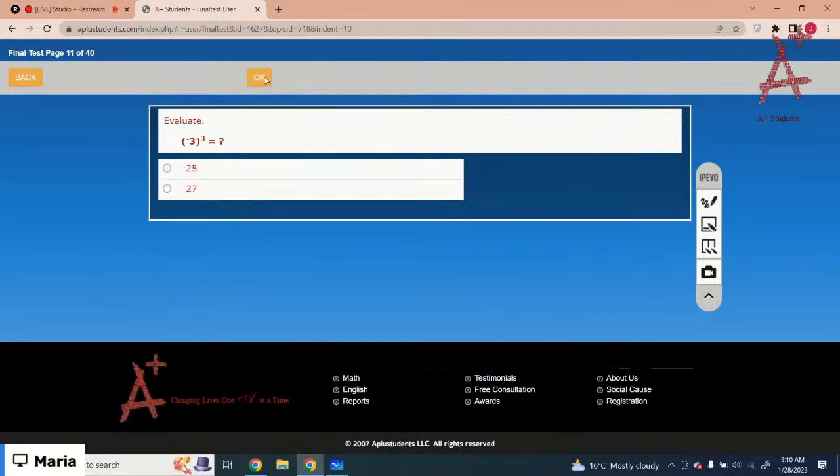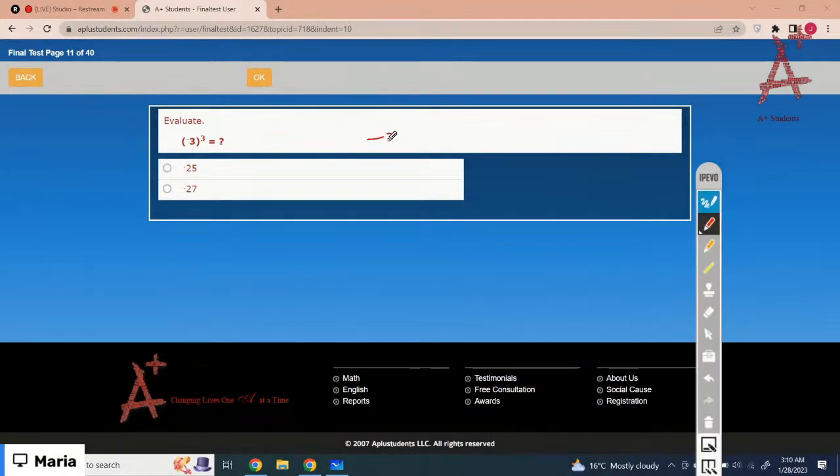Okay, evaluate negative 3 exponent 3. That means you have to multiply negative 3 three times. Negative 3 times negative 3, we are multiplying two negative numbers, it would be positive 9. Now again, you are multiplying a positive and a negative number, so the answer must be negative, and 9 times 3 is 27. So it is negative 27.